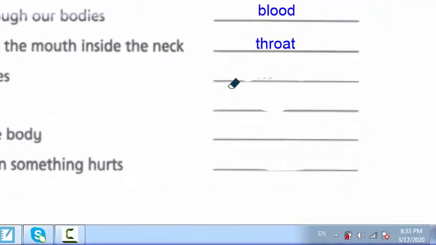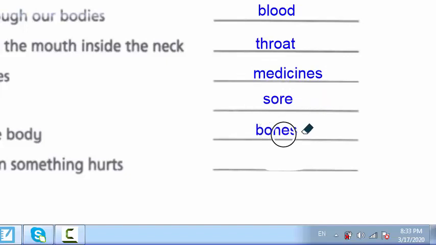We use these to treat illness. This is medicine. Hurting, it means sour. The strong hard parts of the body, it means bones. The feeling in the body when something hurts, pain. So, this is what we have on page 92. You can go to your workbook and write the correct answers.